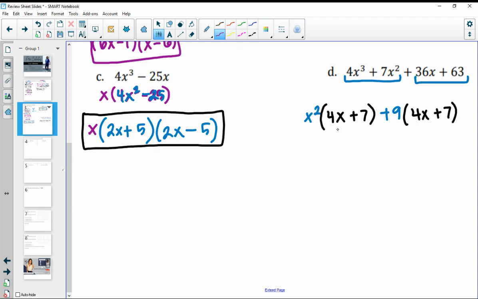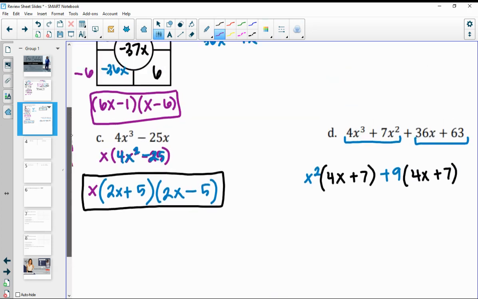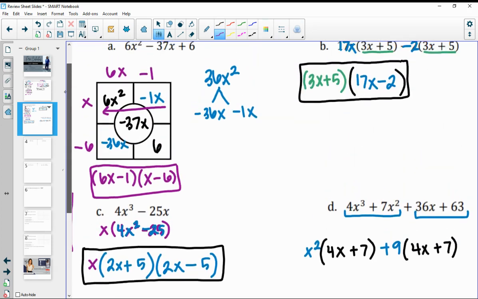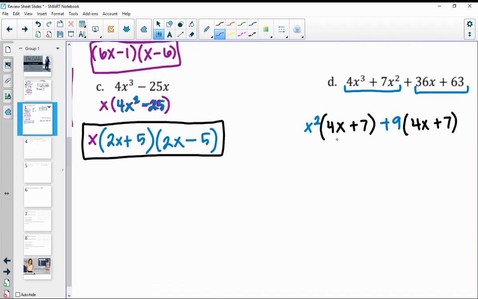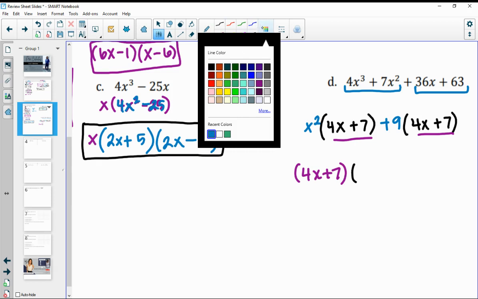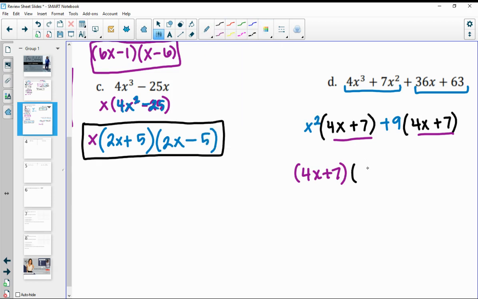So now when we look here, it's very similar to part C, where we had that common binomial factor. So now we see that we have 4x plus 7 in each of these. So 4x plus 7 is what we'll take out. And when we take that out, what we're left with in this one, once we get rid of this, is just the x squared. And in this one, once we get rid of it, is the plus 9. And then neither of these are factorable.